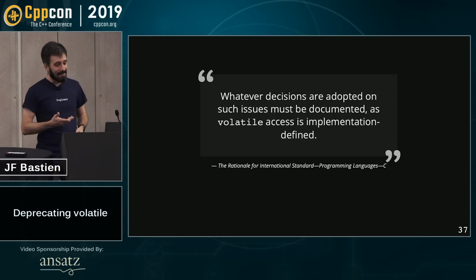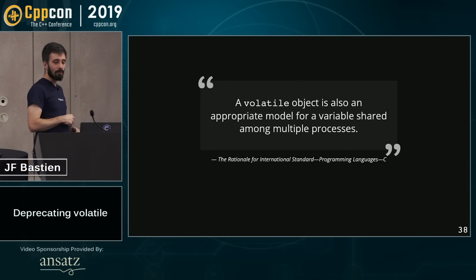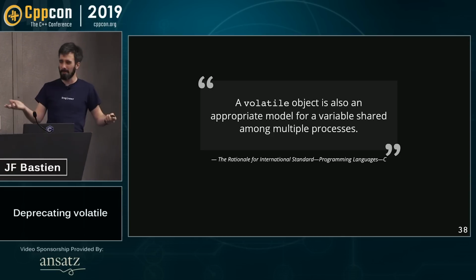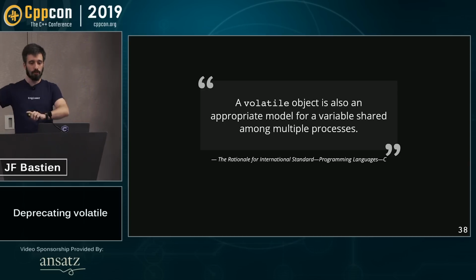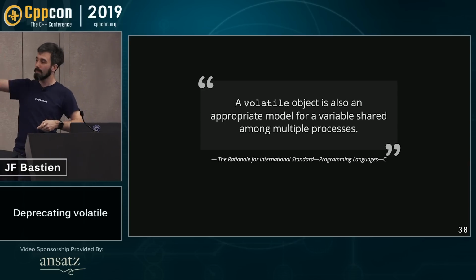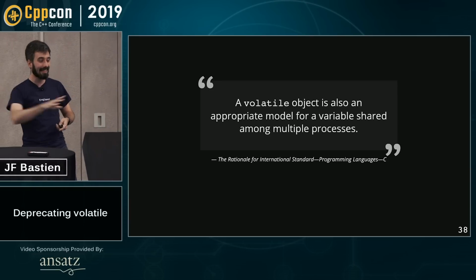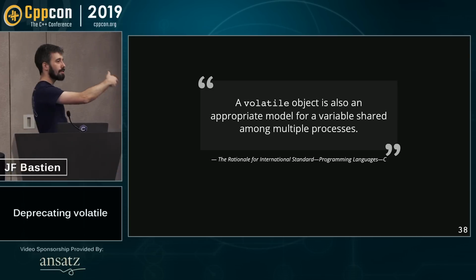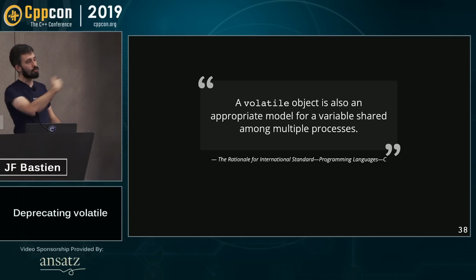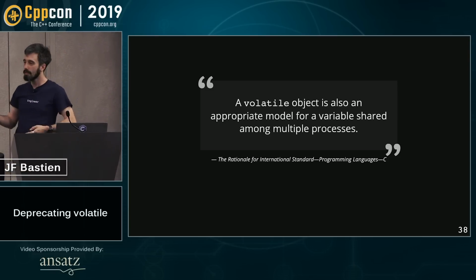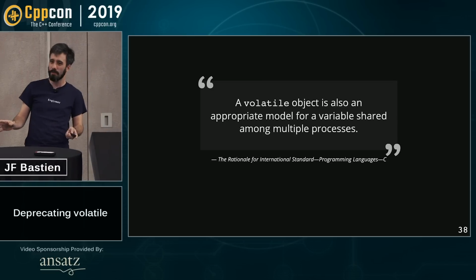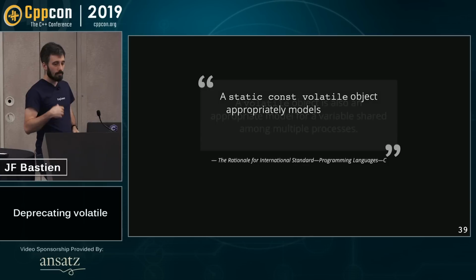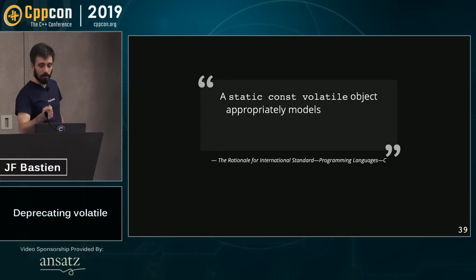Another thing: a volatile object is also an appropriate model for a variable shared among multiple processes. If you have shared memory, which C and C++ don't really say exists, you can use volatile to mark that there's external modification. You're telling the compiler, even if you think you see all the code, I've used mmap to talk to another process, and the other process is modifying this thing, so don't assume it hasn't changed. We don't want to say what shared memory is, but just slap volatile on it and it'll be fine.